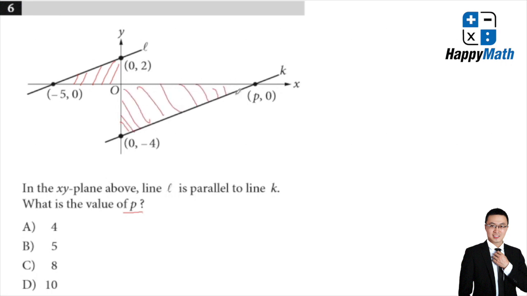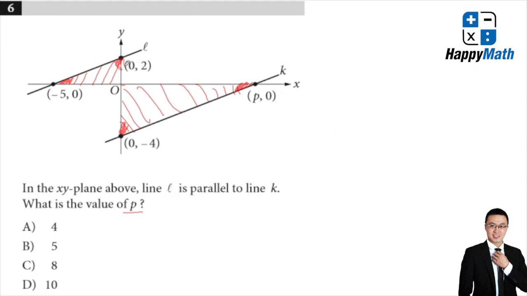Because L and K are parallel, I will have this angle equal to this angle, and this one equal to this one. So I will have two similar triangles, and that's why I will have a scale factor.